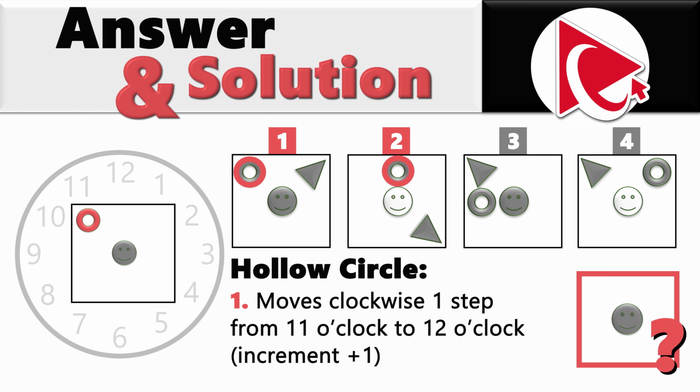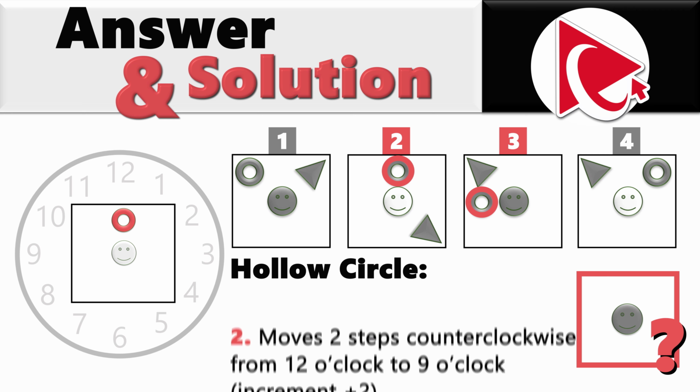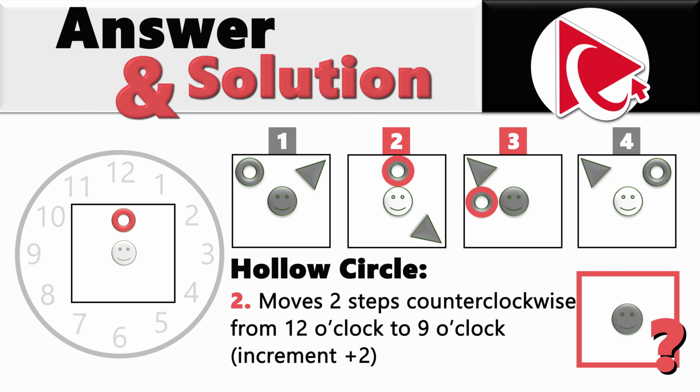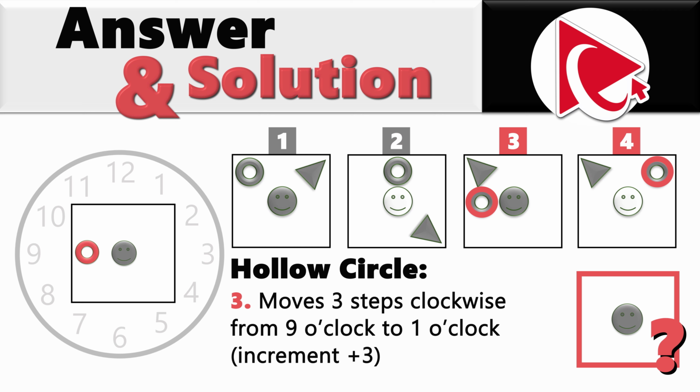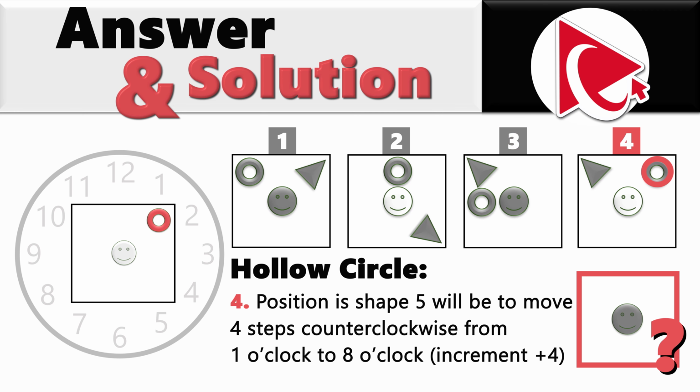Let's look at the hollow circle. Hollow circle moves 1 step from 11 o'clock to 12 o'clock position with increment +1. In the next square, it moves 2 steps counterclockwise from 12 o'clock to 9 o'clock with increment +2. Then it moves 3 steps clockwise from 9 o'clock to 1 o'clock with increment +3. So we can predict that hollow shape in shape 5 will move 4 steps counterclockwise from 1 o'clock to 8 o'clock with the increment +4.